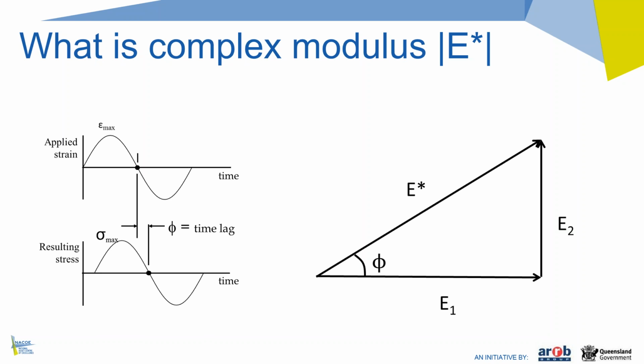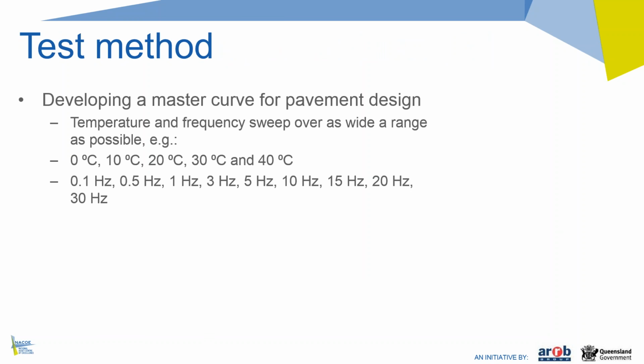If we then look at the representation on the right, that shows the relationship between E1, which is the elastic component, E2, which is the viscous or imaginary component, and E star, and then the phase angle is shown in that figure as well. So the calculation is very different from the flexural stiffness. However, the values will be quite similar. It's just that it's not exactly the same thing because we're taking the viscous behavior of the material into account. So that's just the background, and I thought it was important to include that.